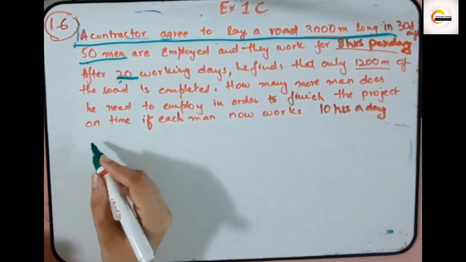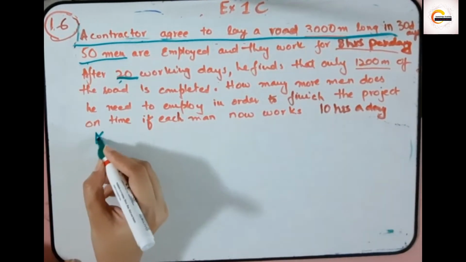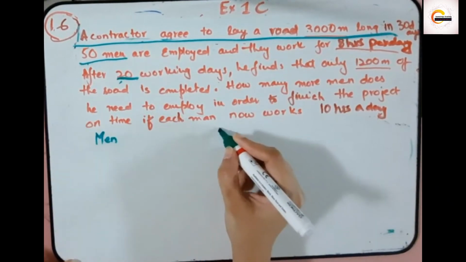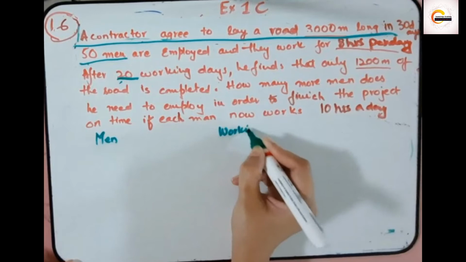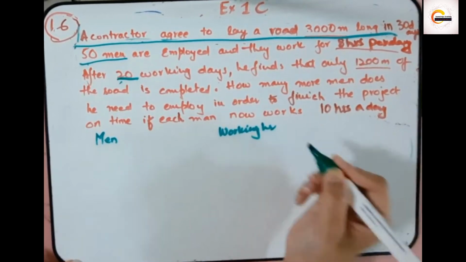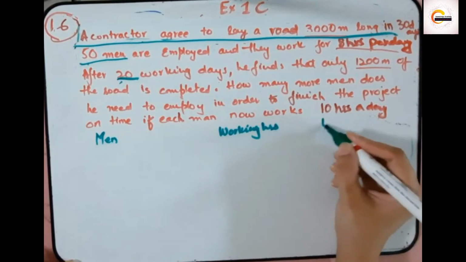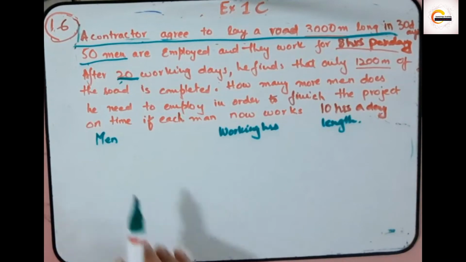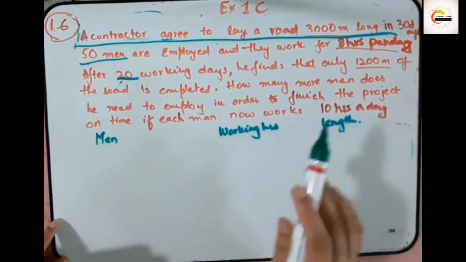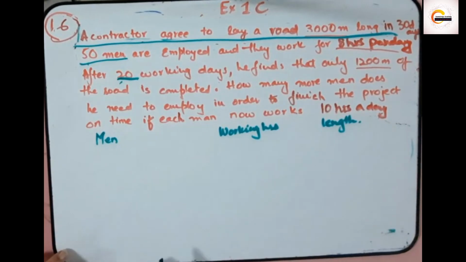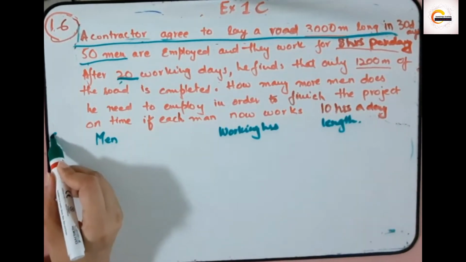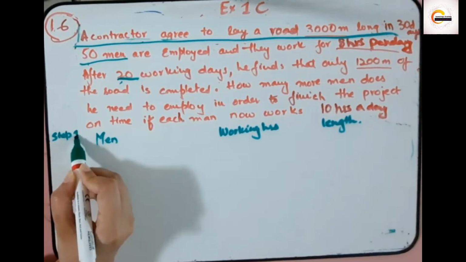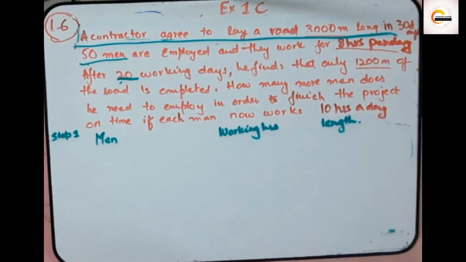So I'm going to write over here, men, working hours, and length. All right, so we know that when three variables are involved, we have to solve this kind of question in two steps. So in the first step, we have to keep one variable constant.